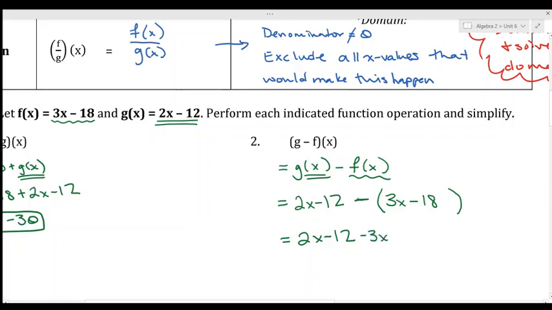This negative changes this negative 18 to a positive 18. Okay, so that's all the minus sign does, is just changes the signs of the function behind it. Again, we combine like terms, so 2x minus 3x is a negative x. Negative 12x plus 18 is a plus 6. And this is your final answer.